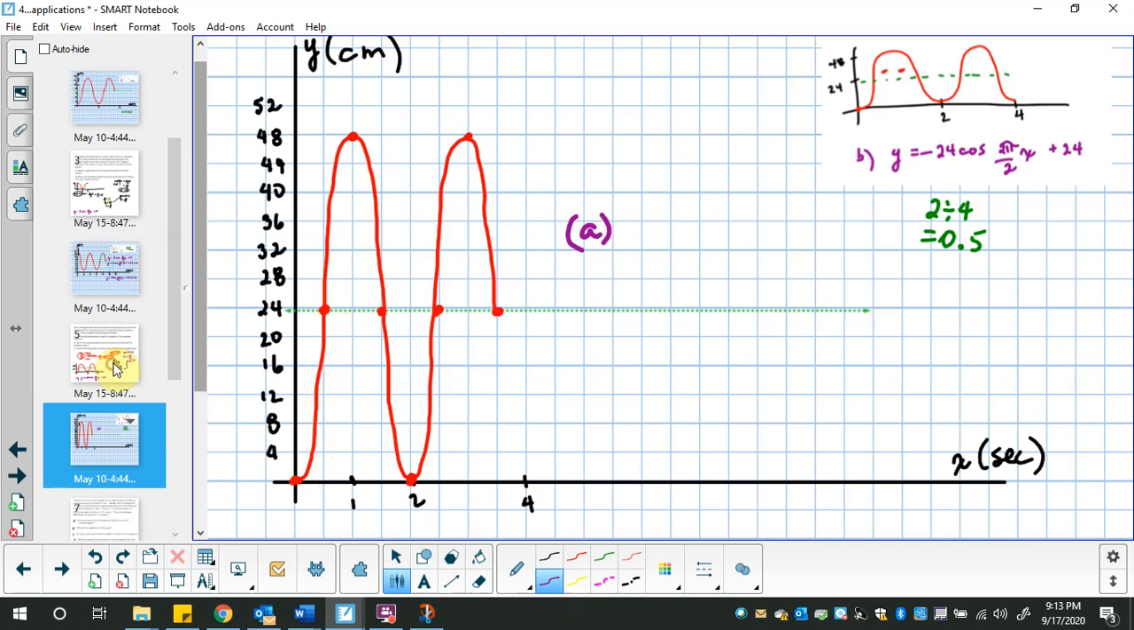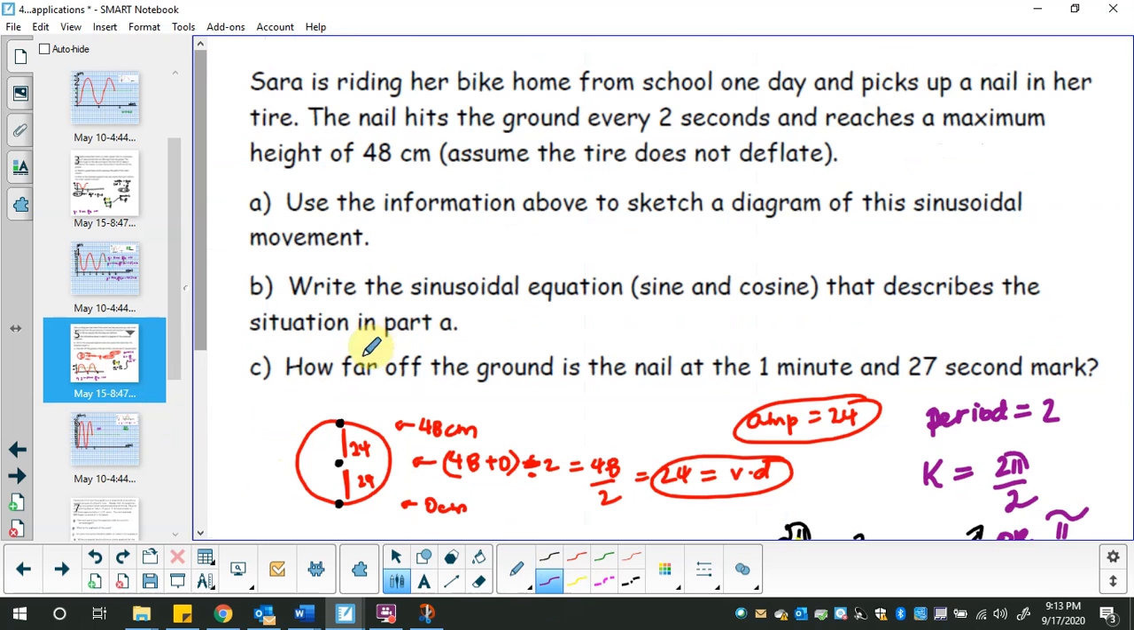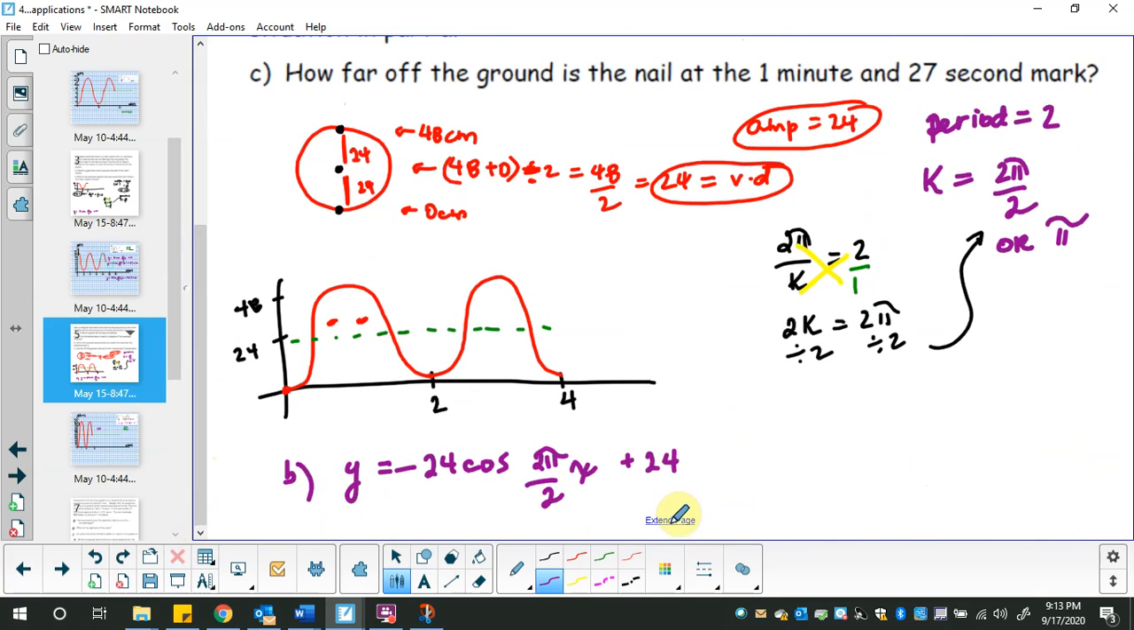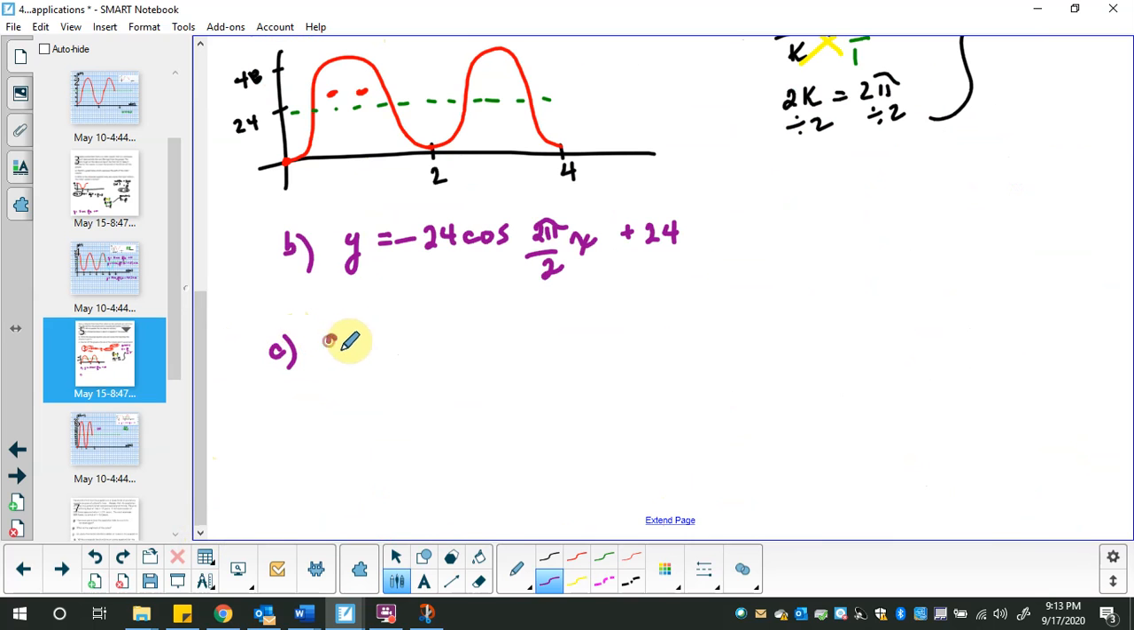Let's go back and see if we can answer question C. Question C says, how far off the ground is the nail at the 1 minute and 27 second mark? You need to remember that our x value is all in seconds. So in order for me to answer part C, I have to take x, which is 1 minute and 27 seconds, and turn it into complete seconds. So this is 60 seconds plus 27 seconds, which is 87 seconds. And that will go in where the x is.